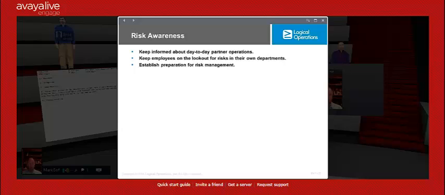So again, provide them with the tools and the understanding on how to keep a handle on your risk profile. Again, no easy way to do that, I suspect, but that's why you get paid the big bucks.